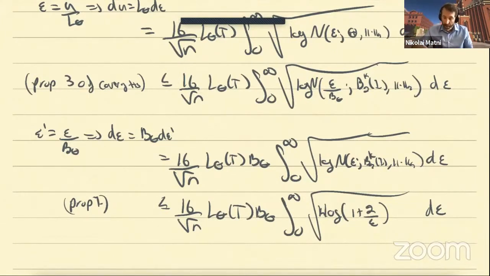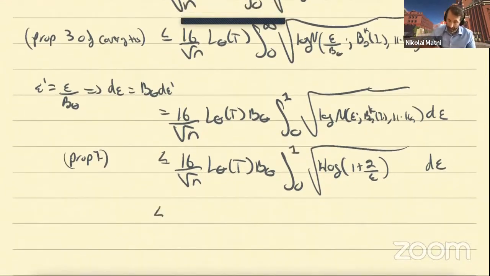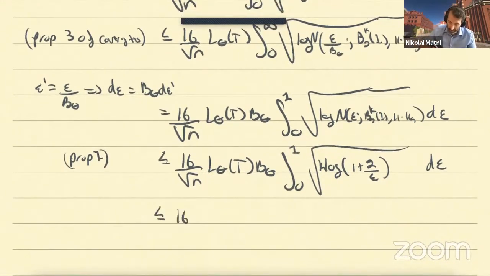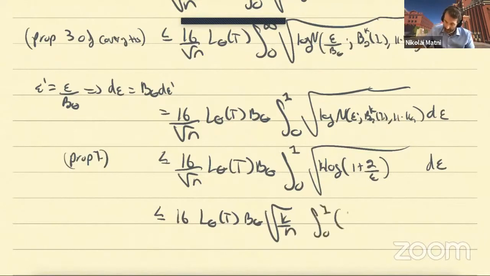So I can rewrite the upper limit here. I can just truncate it to 1 because above that it's all going to be 0. And this is equal to 1. Now I can pull out the k, so this will give me now 16 L theta of t b theta square root k over n times this integral from 0 to 1 of log of 1 plus 2 over epsilon to the half d epsilon.